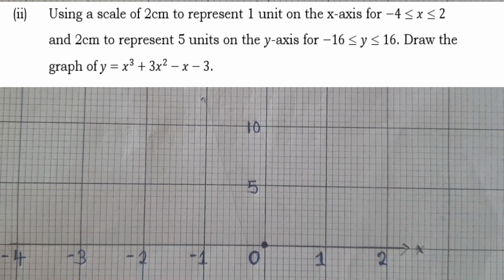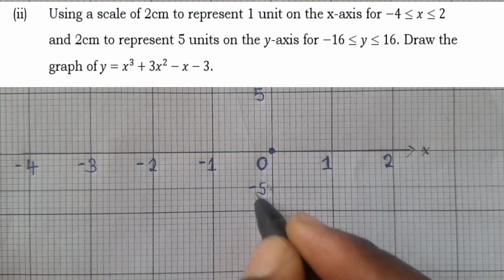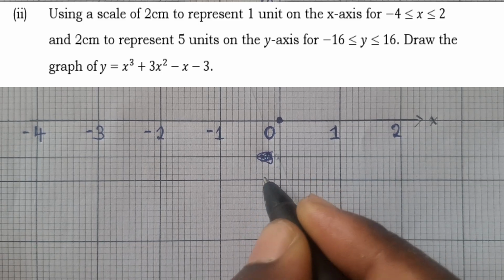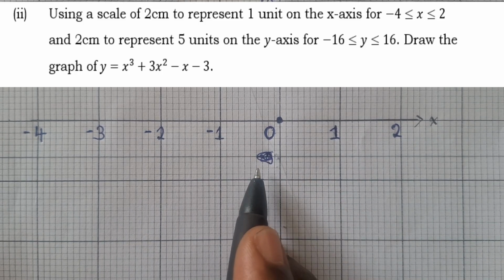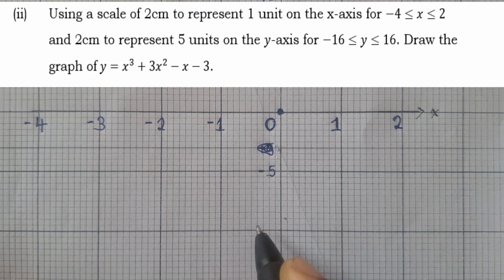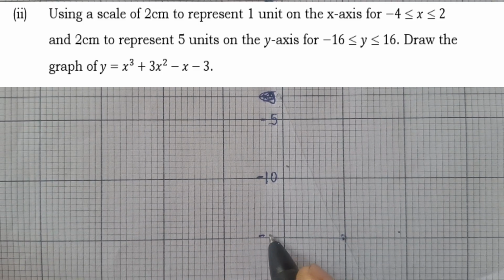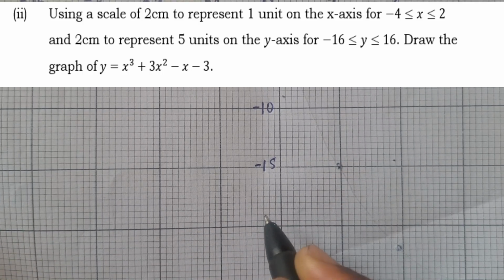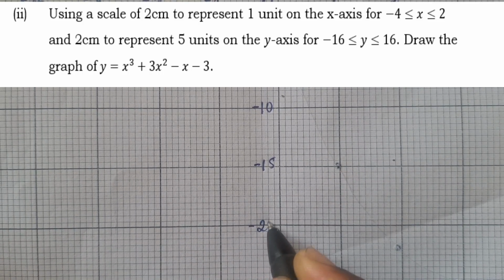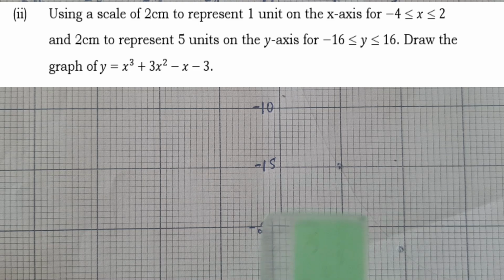Okay. To the negative side, it will be negative 5. Oh, sorry, not here. It's supposed to be here. You see, when you make a mistake like this, if you're using a pencil, it's very easy to erase. So this is negative 5 here, negative 10 here, negative 15 here, negative 20. This is what the scale is telling us. So you get your pencil, as usual.